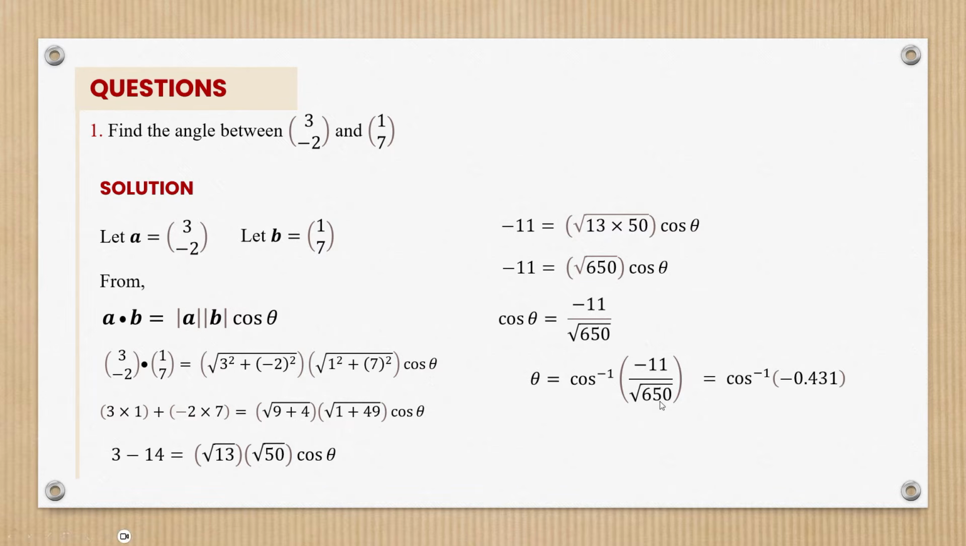Now here, when you place this into your calculator, we're going to get -0.431, and cos inverse of that is going to be equal to 115.56 degrees, and therefore that's the value of theta. So now we have the angle between the two vectors A and B.